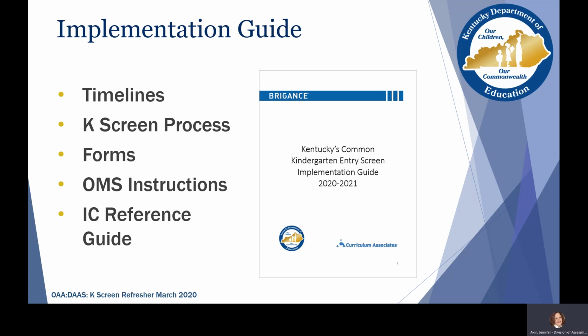The implementation guide is updated annually. It is now available on the Common Kindergarten Entry Screener webpage. It provides you some more in-depth timelines, information about the K-Screen process, some additional forms you may need, online management system instructions, and what's new is an Infinite Campus reference guide, which will help you when entering kindergarten into Infinite Campus. That will provide you lots of tips in order to hopefully avoid some errors and pitfalls in the OMS once that becomes functional.